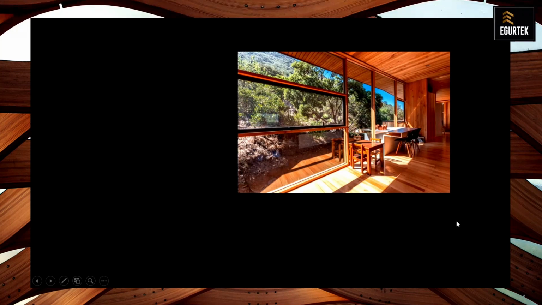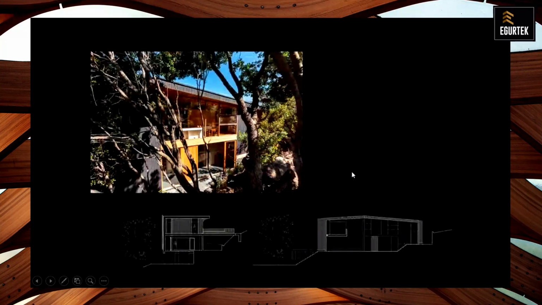But as I said at the beginning, there's lots of simplicity because we work with black rolling that's installed on the outside. You can see the forest from this window.